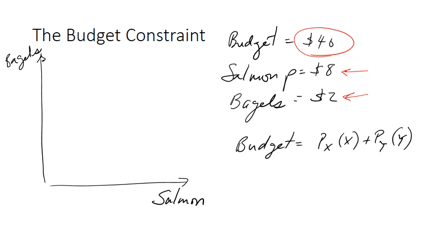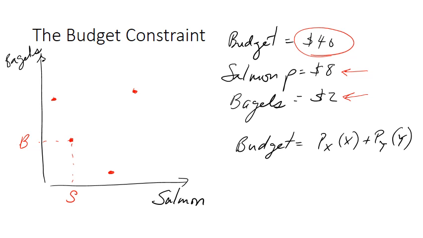So I've got an XY space over here. Salmon will be our X good. Bagels can be our Y good. And in this XY space, any point represents, of course, a certain amount of salmon and a certain amount of bagels. We want to know if we can afford that bundle. Can we afford this bundle? What about this one, and so forth.